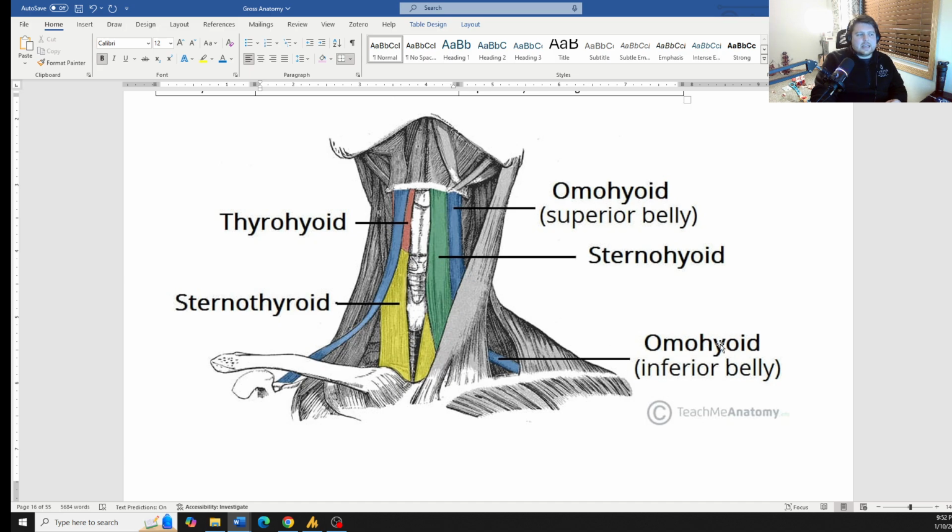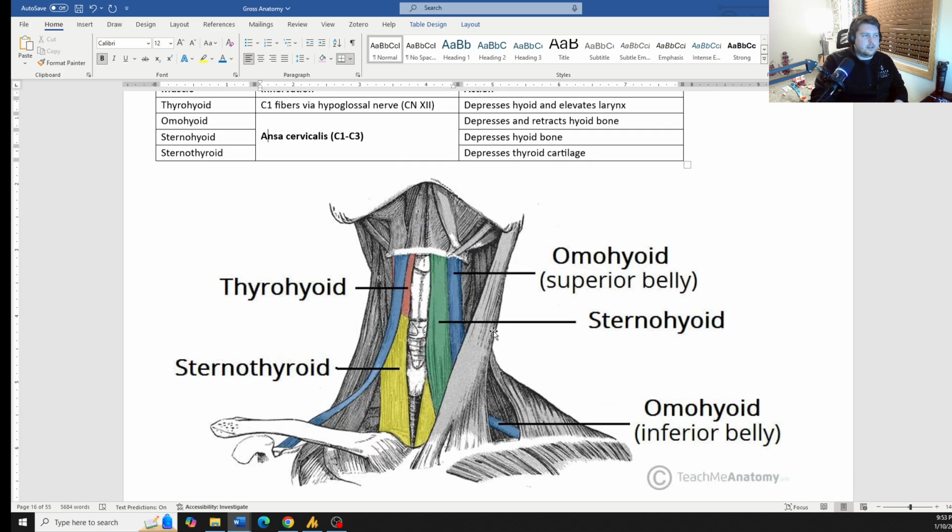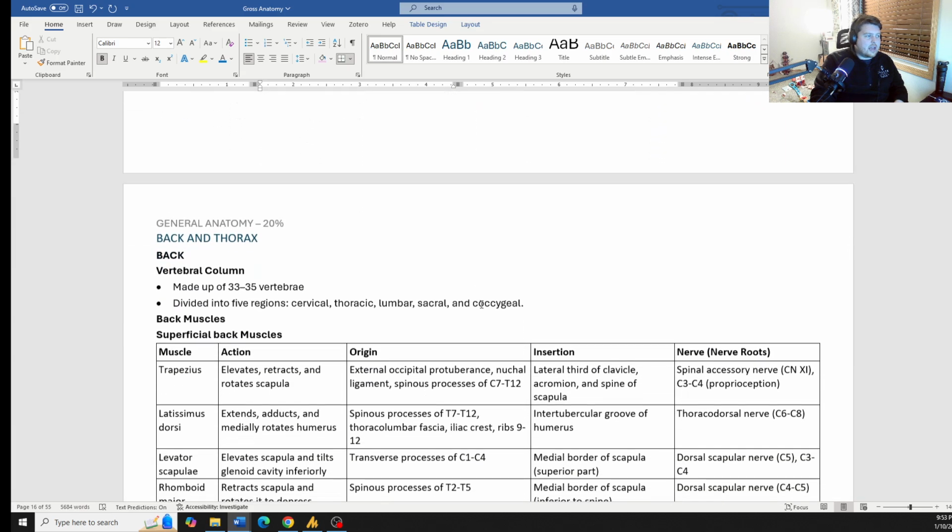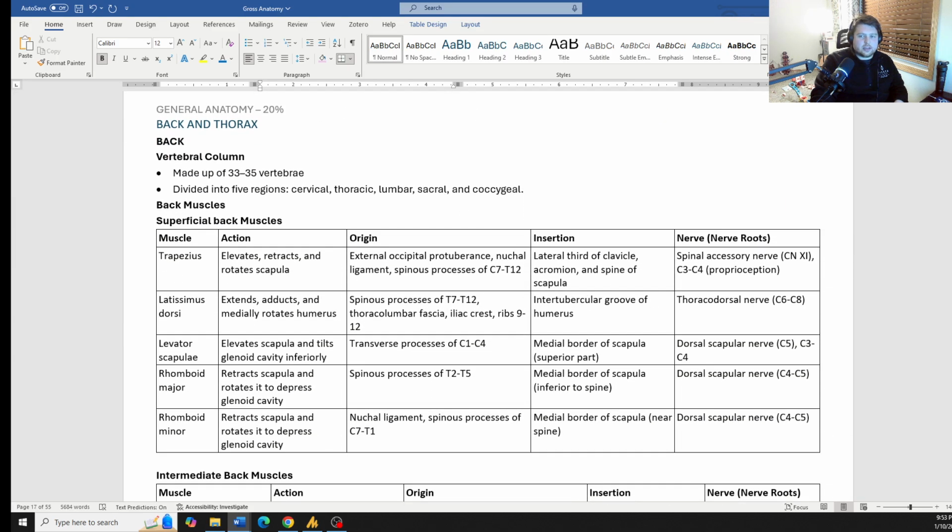And these muscles, they tell you exactly where they're from and where they're going. Sternohyoid, sternum to hyoid. Omohyoid, shoulder to hyoid bone. Thyrohyoid, from the thyroid cartilage to the hyoid bone. Sternothyroid, from the sternum to the thyroid cartilage. The devil is in the details. Okay, and that wraps up the neck, and we'll keep going with the back and the thorax.